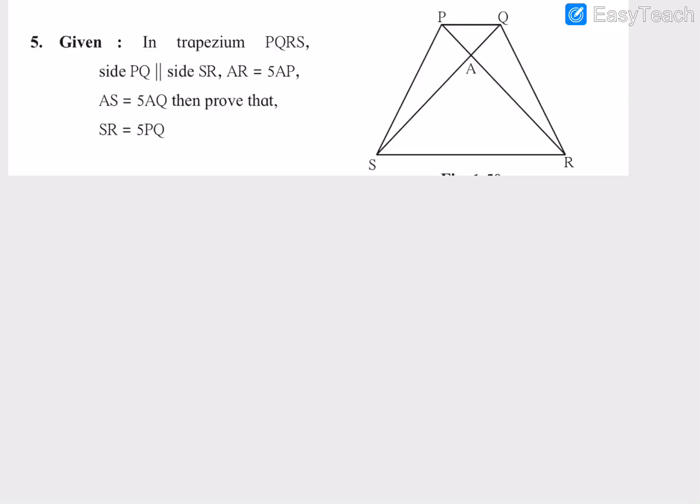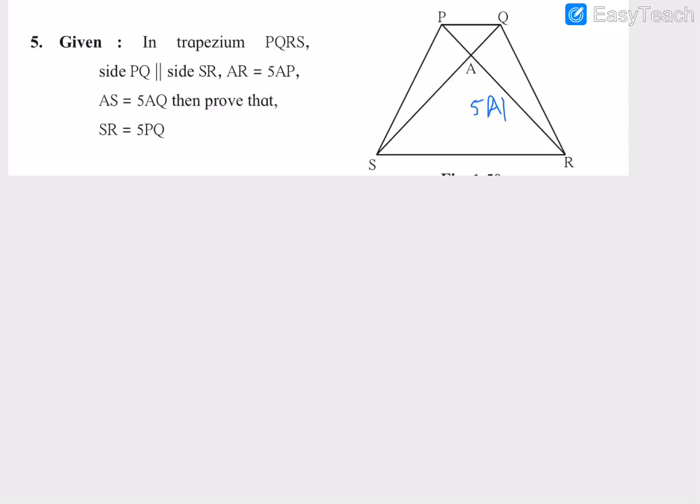So it is a trapezium. In trapezium PQRS, side PQ is parallel to SR. So these are the two parallel sides. PQ is parallel to SR, AR is equal to 5 AP, AS is equal to 5 AQ, and we need to prove that SR is equal to 5 PQ.